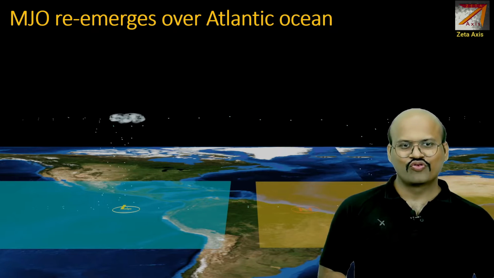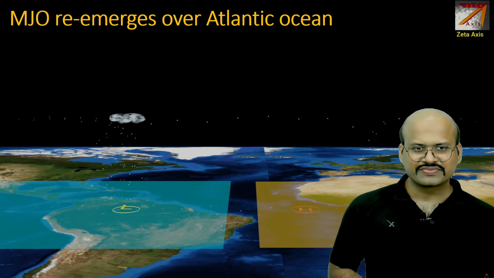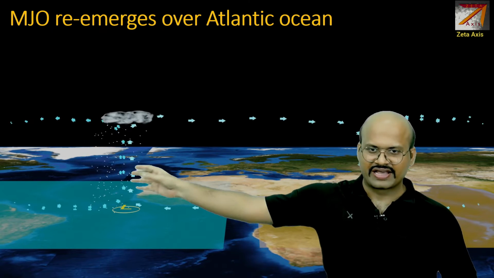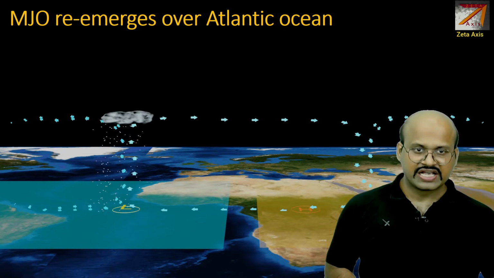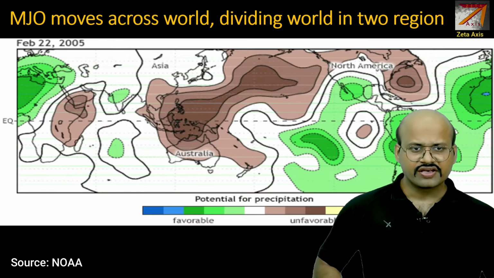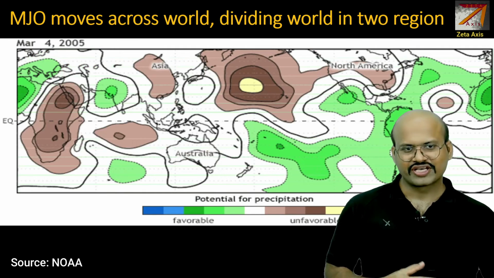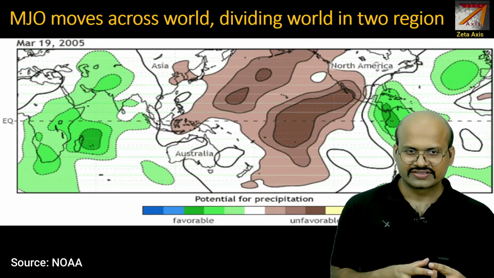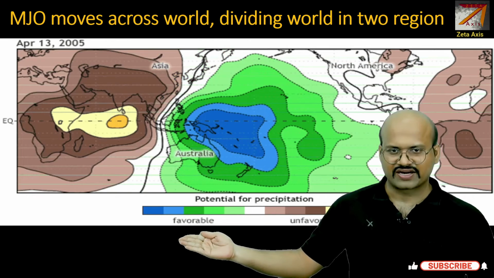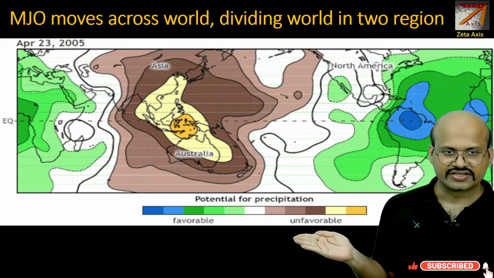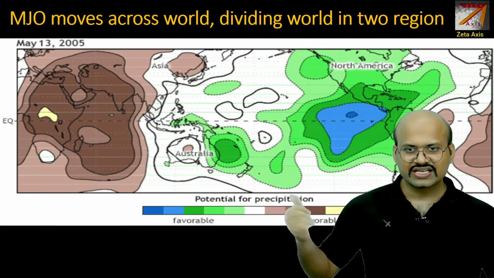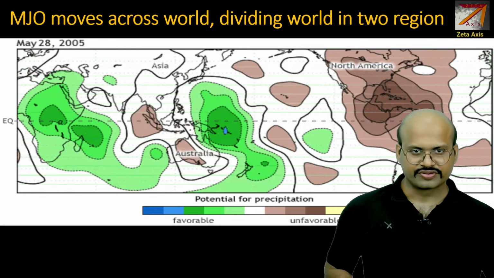Now this MJO, which is moving in the eastward direction, sometimes can re-evolve due to the hot water supplied from the Caribbean as well as the Atlantic Ocean. And this is how the complete cycle of MJO is over. Here we can see how the MJO moves along the equator and divides the globe into two parts: the region where there is a favorable atmosphere for rainfall, that is the enhanced part, and the unfavorable region where the rainfall is low and the atmosphere is dry. So we can clearly see how the MJO moves across the globe.